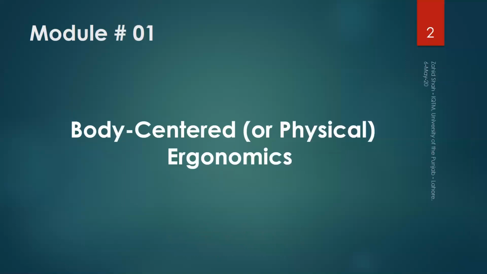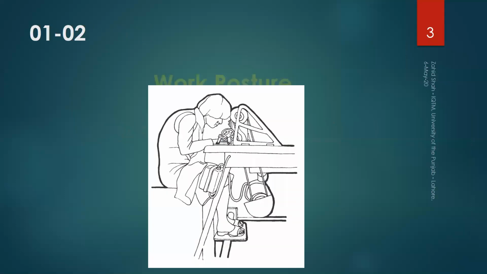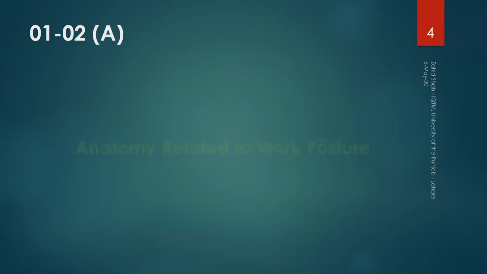We were on module 1, that is body centered or physical ergonomics. In lecture 1-1, we discussed the role of anthropometry in the design of workplaces and equipment. In lecture 1-2, we will discuss a very important topic, that is work posture. This topic is further divided into different parts.